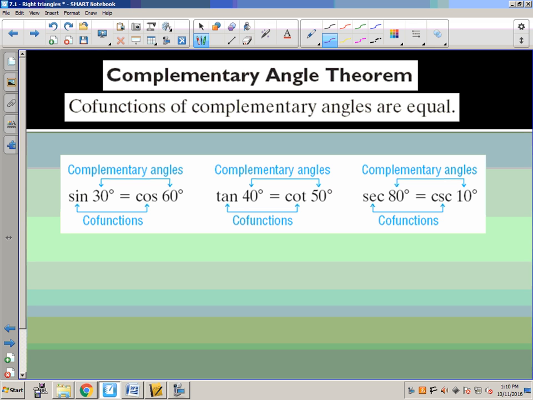This is something that we're going to use when we get to our trig identities later on. We're writing our little, we call them trig identities. You guys will immediately identify them as proofs.